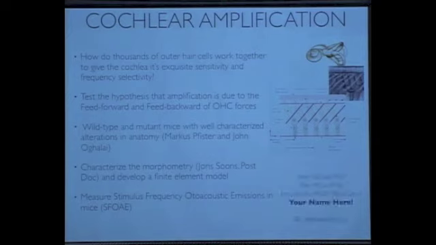We've already been working with Tony and John Oghalai on this, and we're looking for some help, and you can have your name here if you work with us. This is advertisement, right? Stimulus frequency otoacoustic emissions is one area where we definitely need to make more measurements. This is nice because this project just got renewed, another one that just got renewed this year. So we're just getting started on a lot of these measurements and modeling studies.